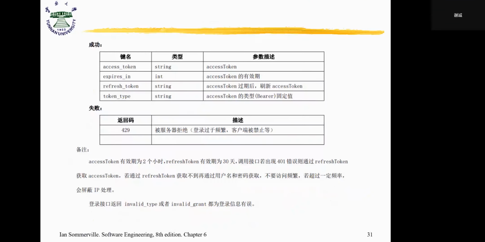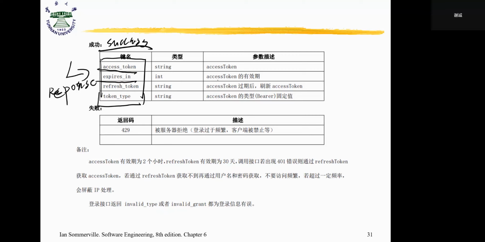And if you log in successfully, then you will get the response. The response has some predefined parameters. First one is access token. Expires in means after this date, the access will be denied. Then refresh token and the token type.